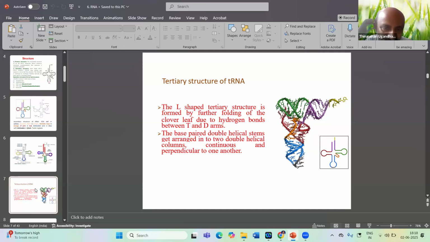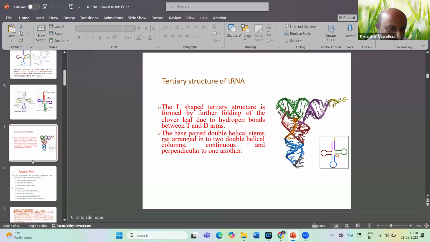The tertiary structure of a tRNA is L-shaped. The L-shaped tertiary structure is formed by further folding of the clover leaf due to hydrogen bonds between the T and D arms. The base-paired double helical stems are arranged in two double helical columns, continuous and perpendicular to one another. That is the tRNA structure.